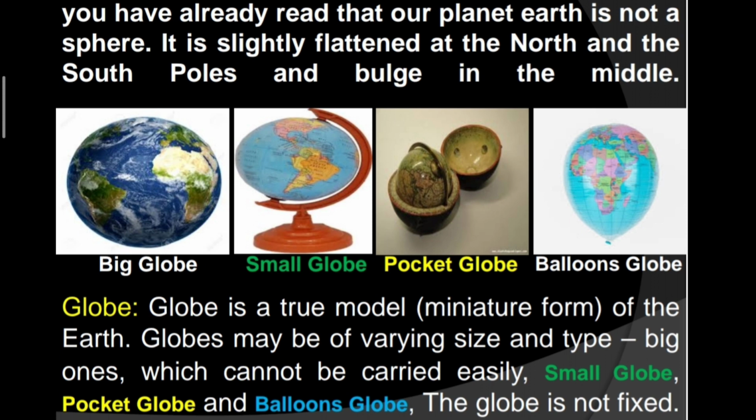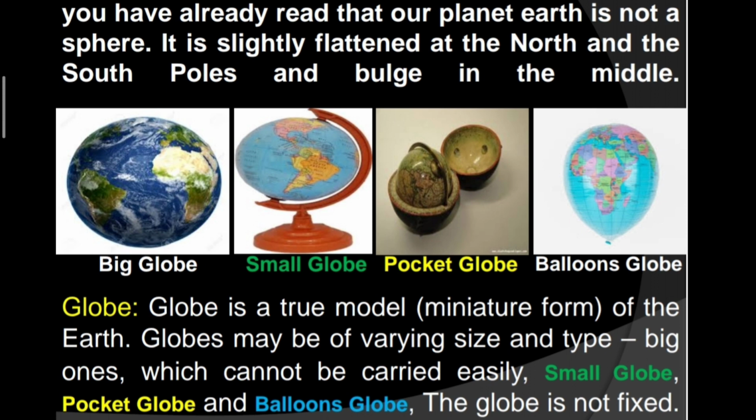You already know that our planet Earth is not a sphere. It is slightly flattened at the north and south poles and bulges in the middle. So what is a globe? A globe is a true model of the Earth. Globes may vary in size and type, like big ones which cannot be carried easily, and small globes, pocket globes, and balloon globes which can be carried easily. And remember, the globe is not fixed.